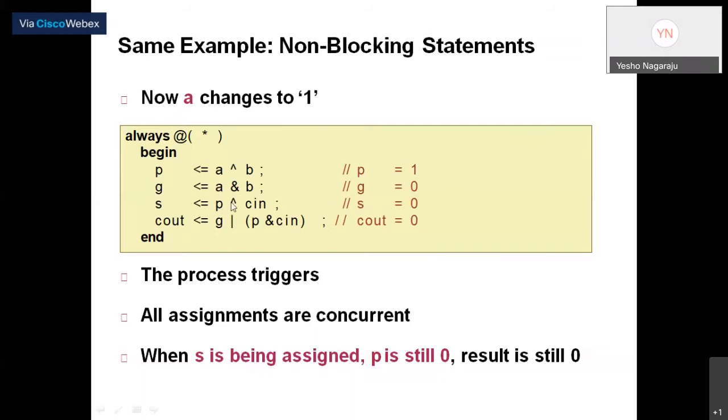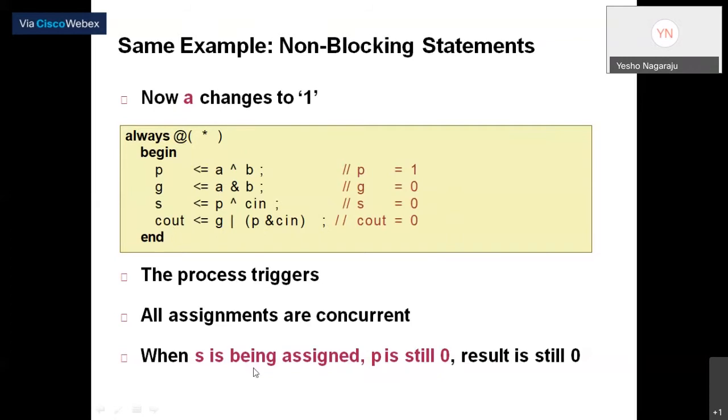And P is what? Previously, when P is used here, it is not the P that got updated, because updation happens at the end of the simulation cycle. P would still hold its previous value, that is 0. So S is 0. In the previous case, S was 1. And for C out, G is its previous value, 0, and P is 0. So C out becomes 0.